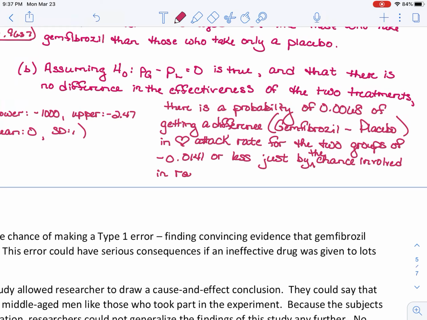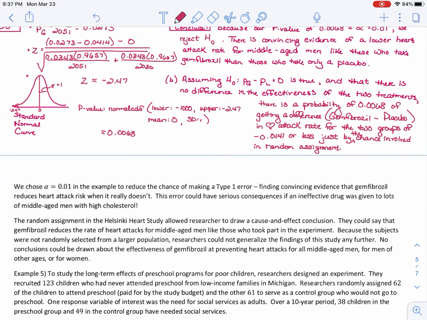If I just somehow randomly happen to put the super duper exercisers in the gemfibrozil group, then what might look like gemfibrozil success is just these particular men's confounding variable, essentially. We tried to control for it by randomness. It's not always possible. So it's really unlikely for this to just happen by chance, but it could.